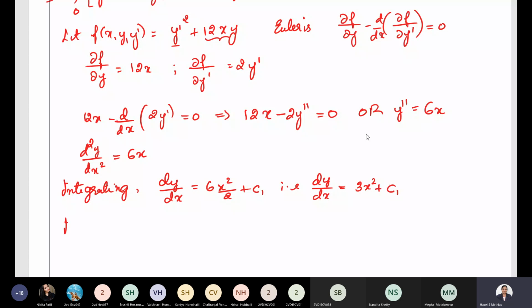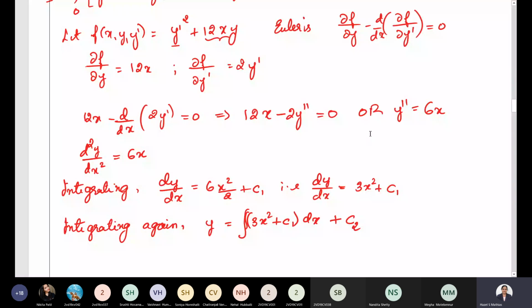Now integrate again. We need y. Integrating again, we get y equal to the integration of 3x square plus c1, c1 a constant, with respect to x, plus the constant c2. Am I correct, everyone? Anybody has any doubt in this?